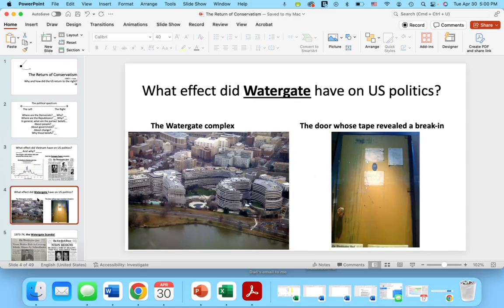And what effect did Watergate have? Here's the Watergate complex in downtown Washington, D.C. It's a bunch of offices, apartment buildings, that sort of thing right by the Potomac River. And Nixon had some of his thugs, basically some of his boys, break into the Democratic Party offices. And the security guards saw that the tape on the door was broken.